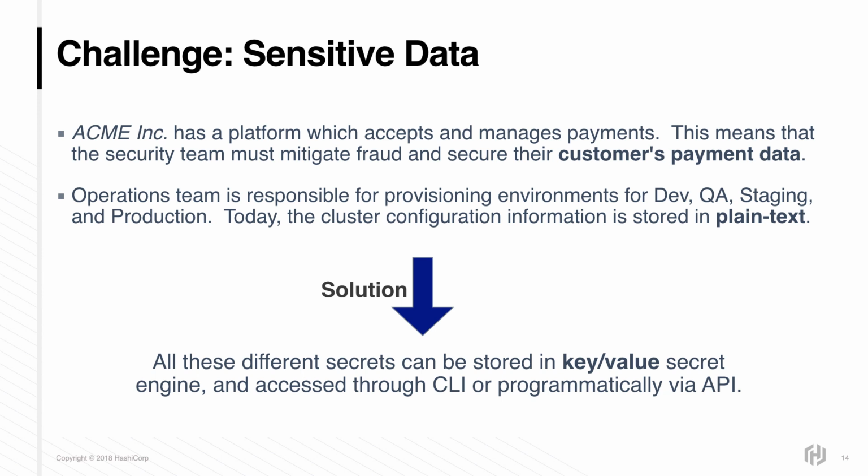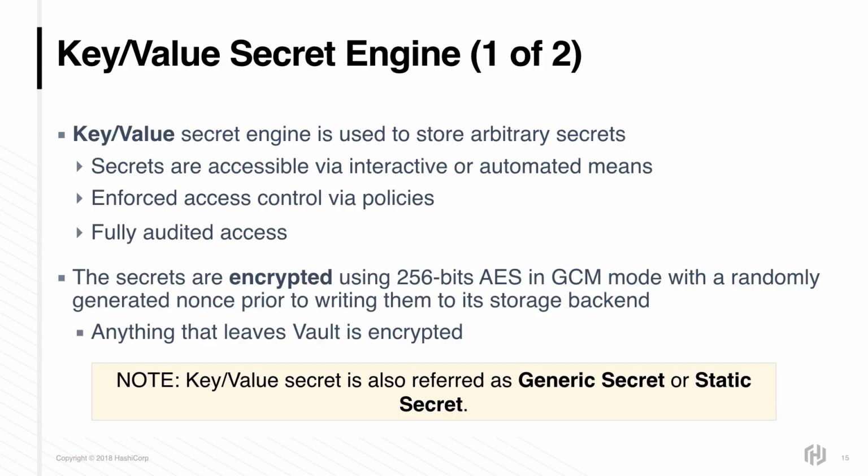Some examples of secrets include customer payment data, such as credit card information, cluster configurations, including passwords, SSL private keys, API keys, or access tokens. All of these types of secrets can be stored in the Vault key-value secret engine. Accessing these secrets can be achieved either by using the CLI or programmatically via the API.